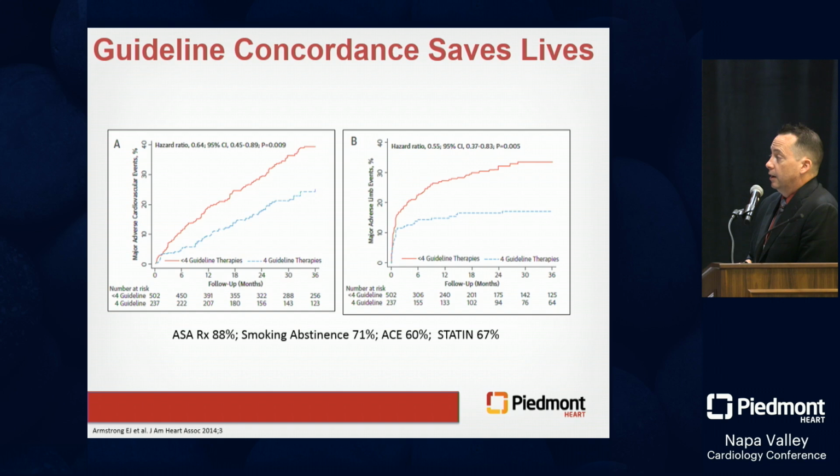smoking absence, I don't know how they got smoking absence in 71% of their patient population, but it's pretty impressive. And they were on an ACE inhibitor and a statin. Look at the difference in these guidelines. Look at the difference in terms of mortality. If you get these patients on the right drugs, they live longer.